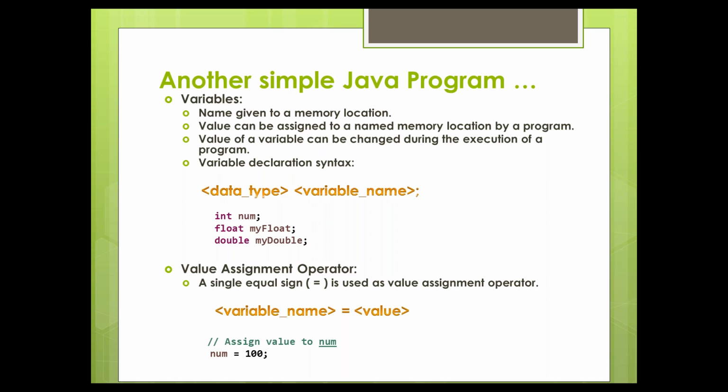It could be integers. It could be your real numbers with decimal points. It could be strings. It could be characters, single characters. It could be any other object, Java object. We will see what are those Java objects.